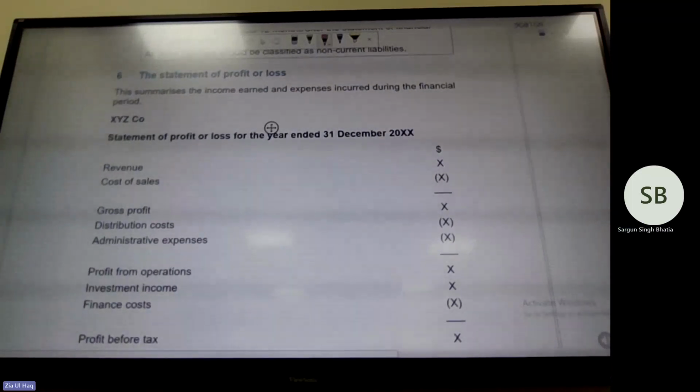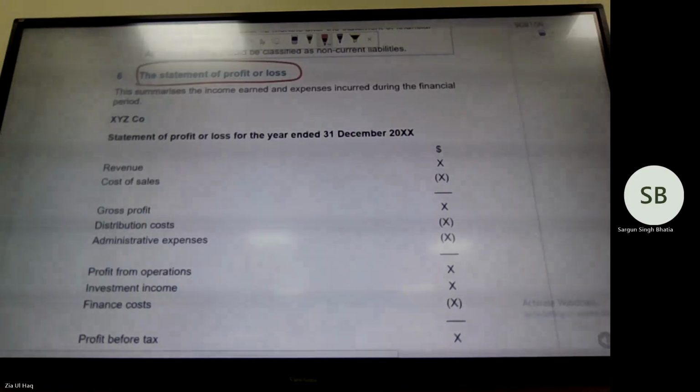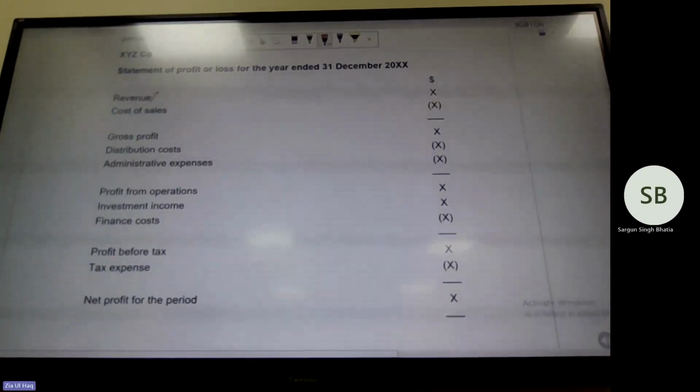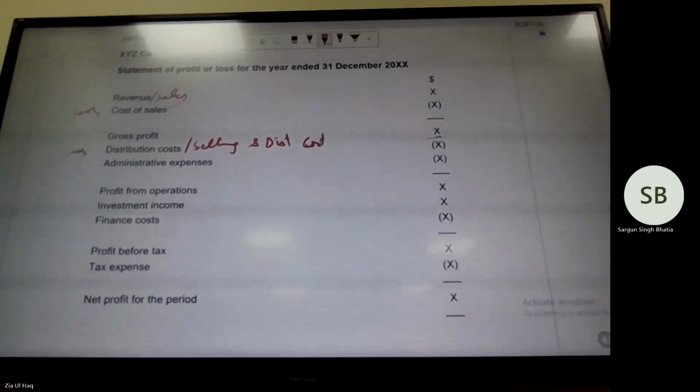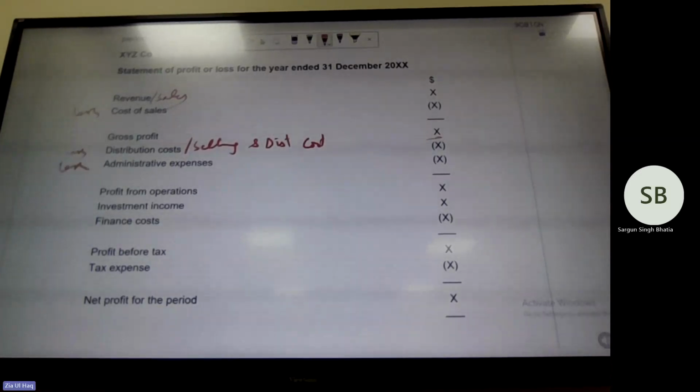How we prepare statement of profit or loss account? First, we record revenue, meaning sales. From sales, we deduct cost of sales. We will arrive at gross profit. From gross profit, we deduct distribution cost. We can say selling and distribution cost. We deduct admin expenses, including advertising, including wages, including bad debts. We will arrive at profit from operations.